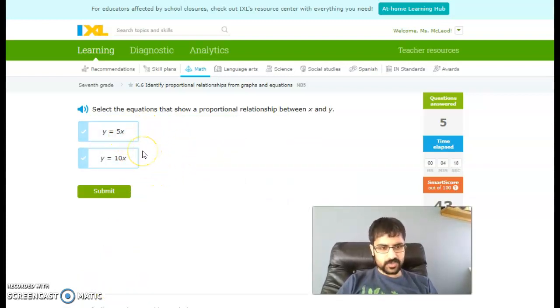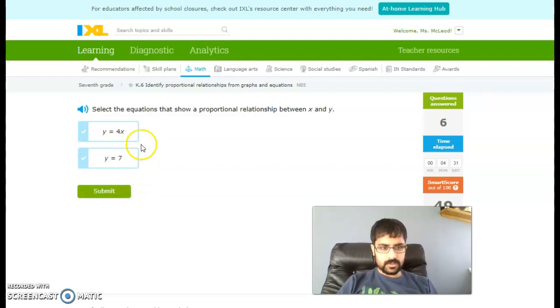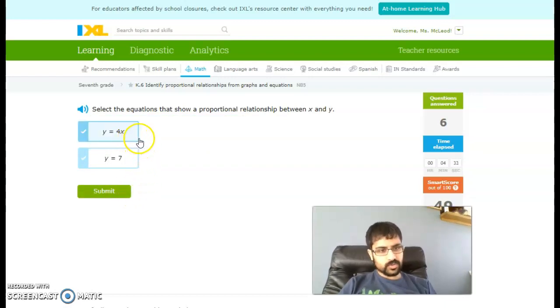Think in your head which one of these two equations would be proportional. Hopefully in your head you're thinking, or out loud you're thinking, both, not just one, because neither of them has a y-intercept that isn't 0. All right. Oh, cool, I don't see a y-intercept in either of these either.